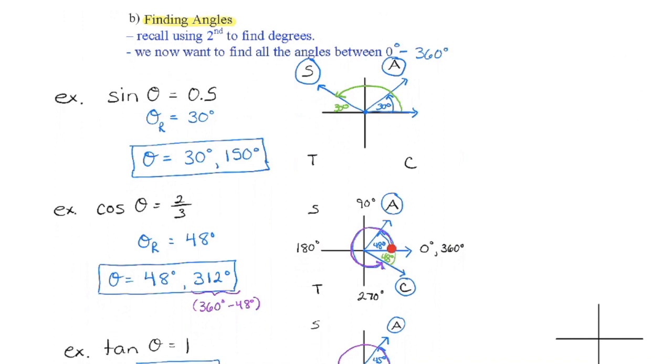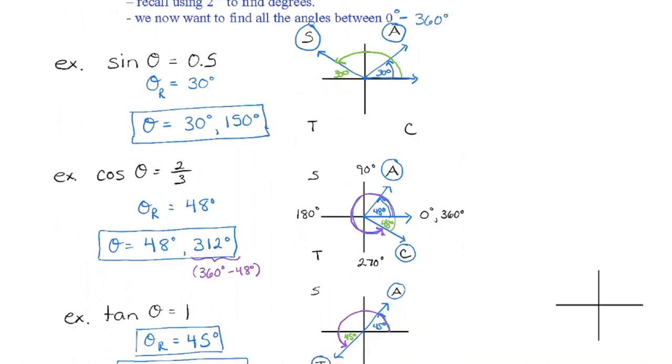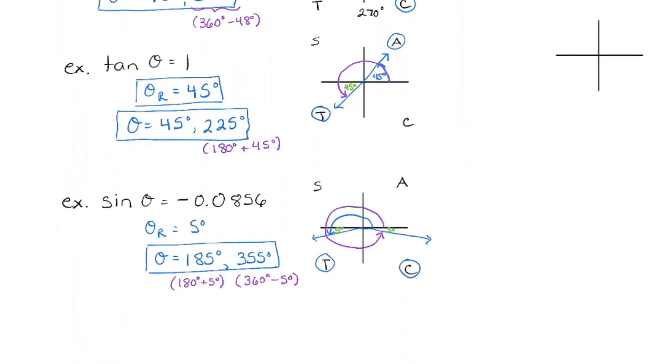So how do we get that angle of rotation in purple? Well, we know one full rotation, a complete circle, is 360 degrees. So if we take 360 degrees, subtract that 48 degrees, that will leave us with our angle in standard position. All right, so carrying on here, let's move down to this one.